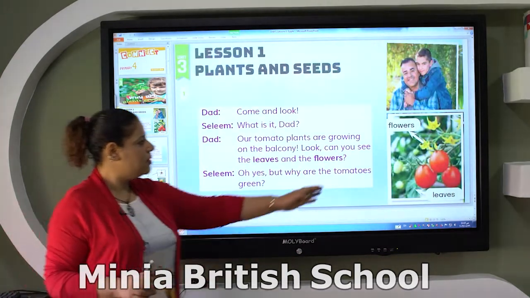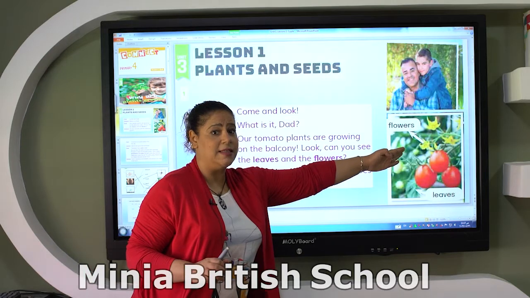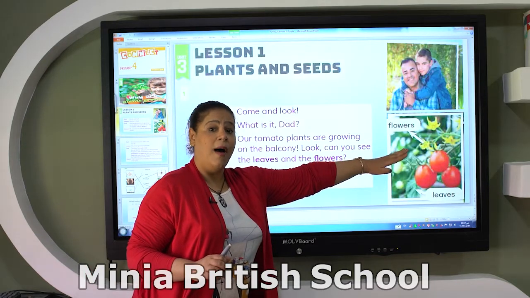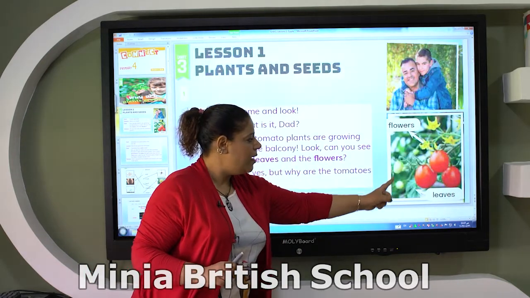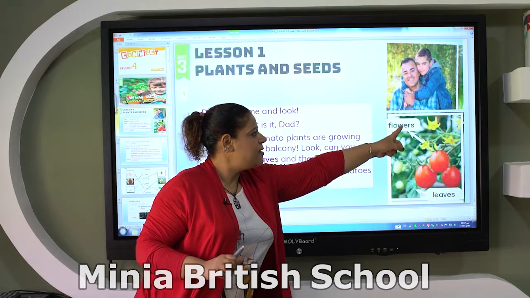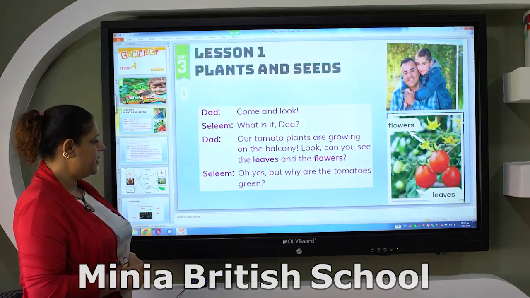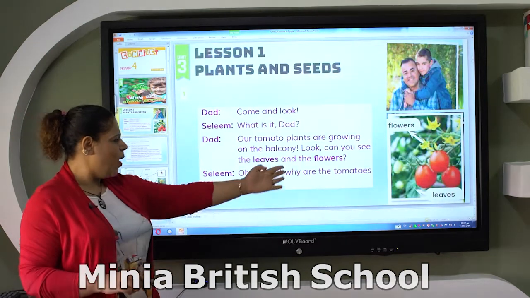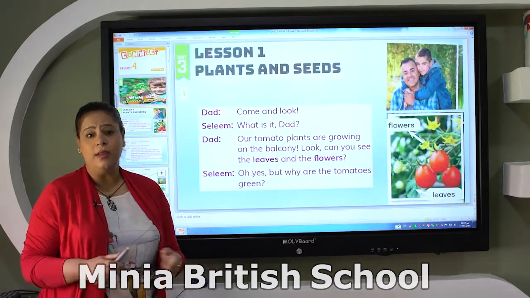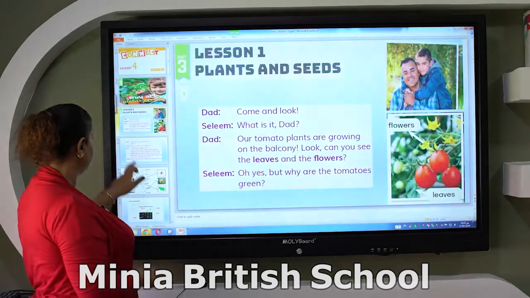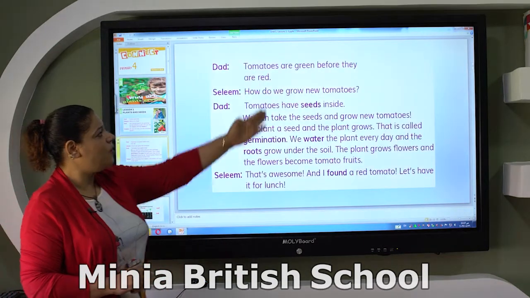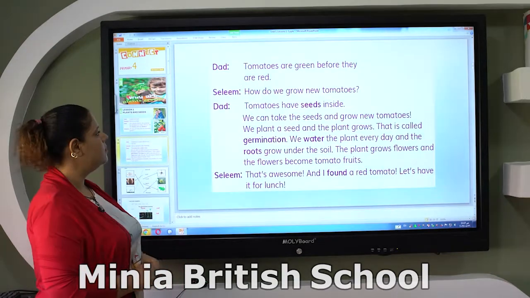As you know, this is part of the plant above the soil. This one, and this is flowers, as you know. Slim: Oh yeah, but why are the tomatoes green? He's asking his dad. Tomatoes are green before they are red.